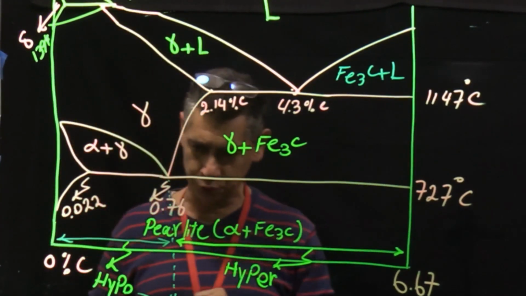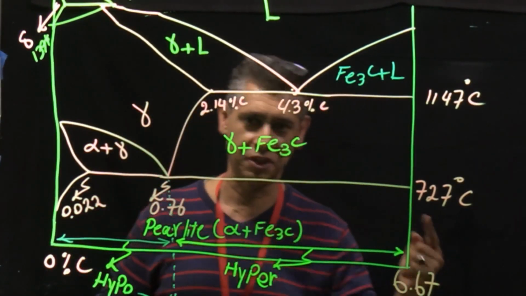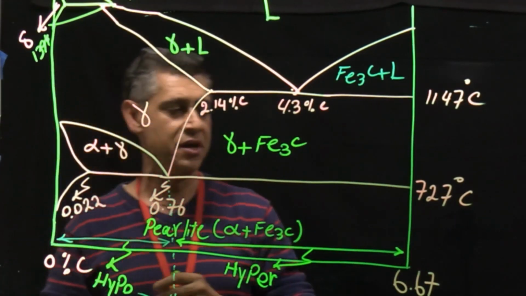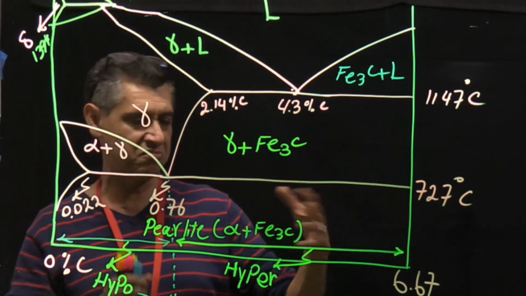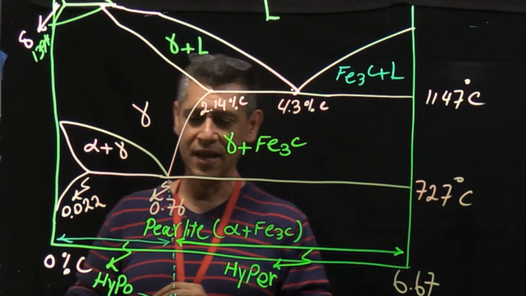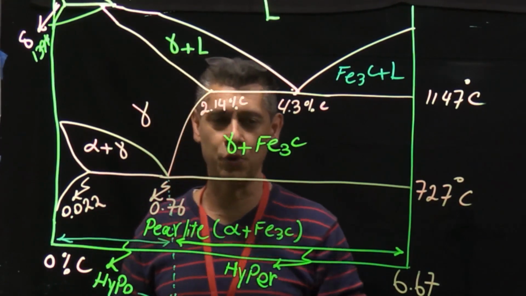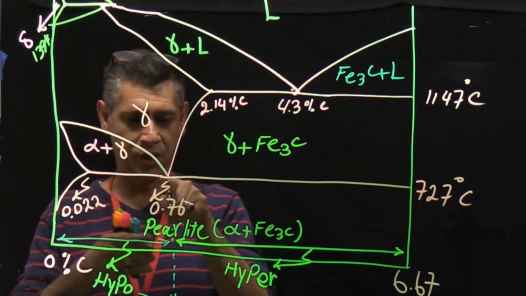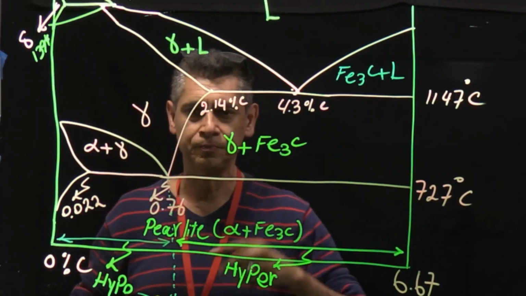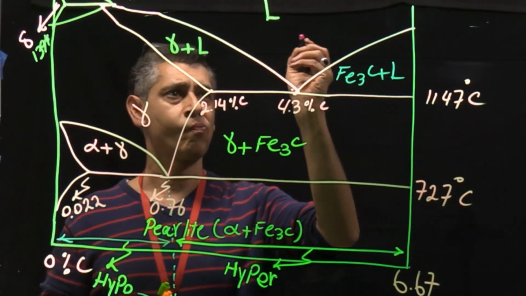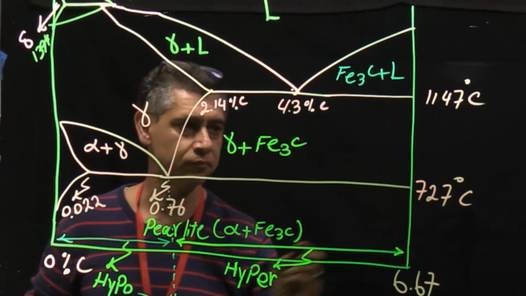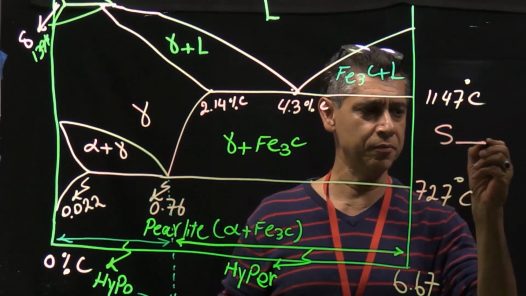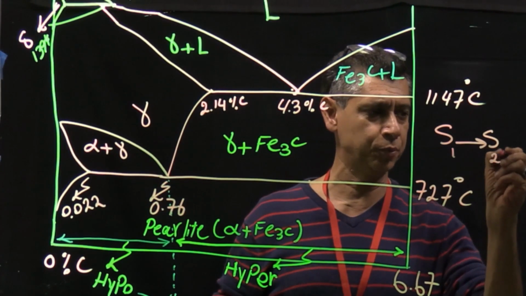BCC is 0.022%. Then on the other side of the spectrum, we have the maximum amount of carbon that can be dissolved in iron, which is cementite, 6.67. Some books say 6.7. And then there's the eutectoid carbon content, 0.76%. This is the eutectoid phase transformation, in which I write here solid 1 becomes solid 2 plus 3.